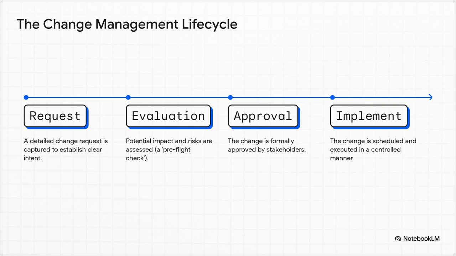It all starts with a formal request. Then comes the critical evaluation phase. I like to call this the pre-flight check, where you assess all the risks. Only after it gets formal approval from everyone involved is the change scheduled and carefully implemented. This structured approach is what prevents one small change from causing a massive cascading failure.